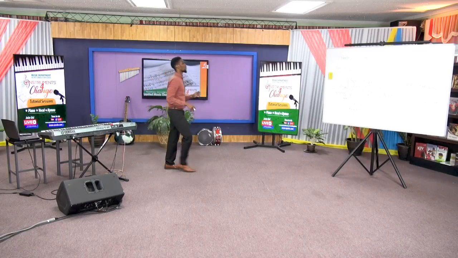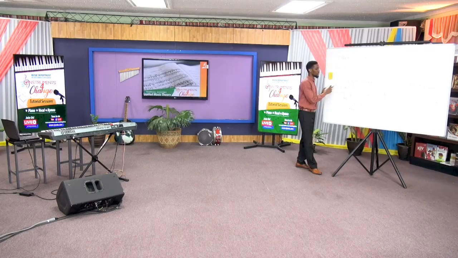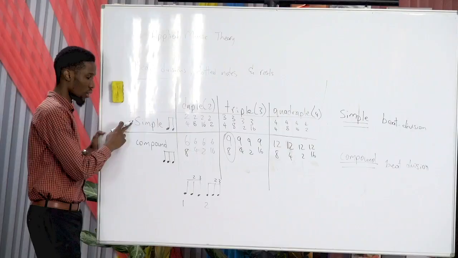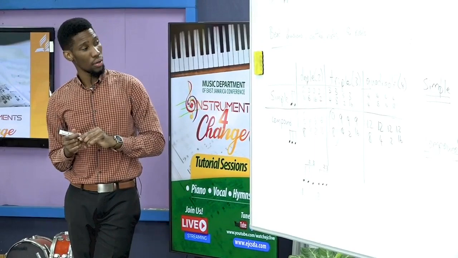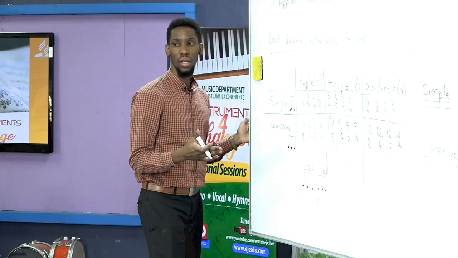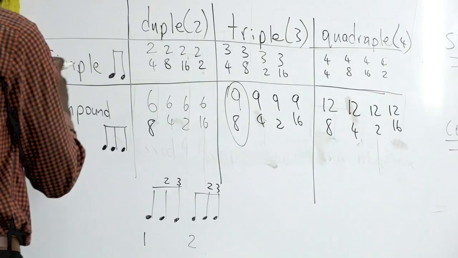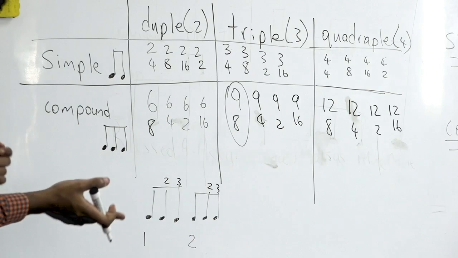All right? So, how we put it together, we always use the beat division first, whether it is a simple beat division or a compound beat division, and then we put the count next. So a song that is in 2-4 would be a simple duple meter song. That's how you would call it. A song that is in 3-4, like Praise to the Lord, or which other song is in 3?